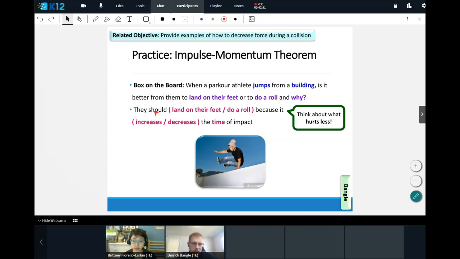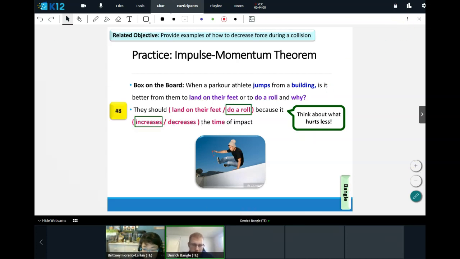All right. Let's practice this a little bit. Box on the board. When a parkour athlete jumps from a building, is it better for them to land on their feet or to do a roll, and why? So let's place the boxes on some of these options. They should either land on the feet or do a roll because it either increases or decreases the time of impact.